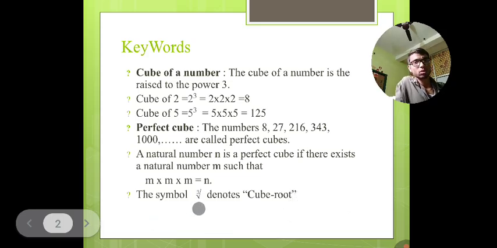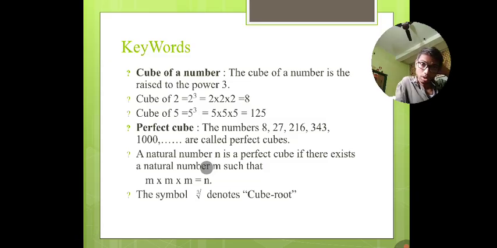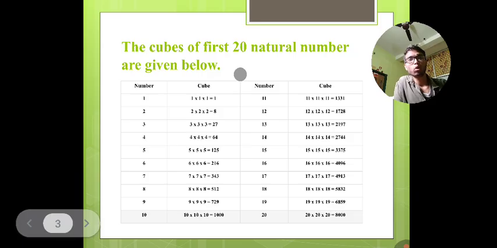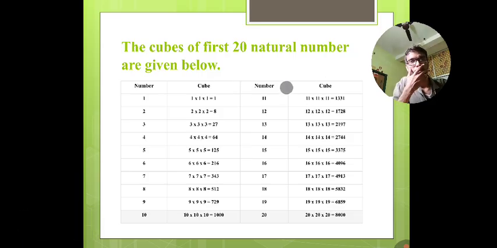The opposite of this, the symbol with 3, denotes a cube root. We were saying in the discussion of square roots, what is a square root? The opposite of the cube is the cube root. The cube root of 125 is 5. The cube root of 8 would be 2. Note: the cubes of the first 20 natural numbers are given here.